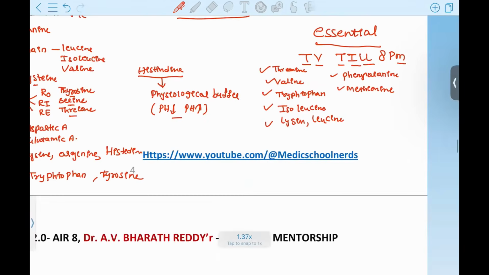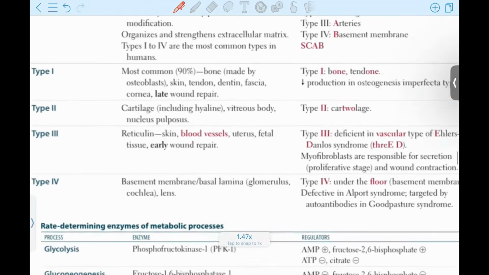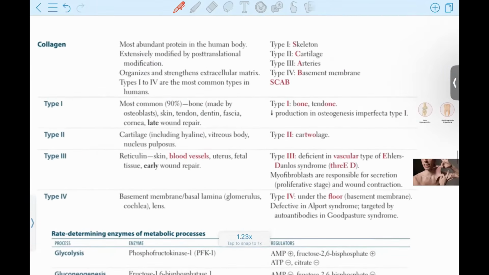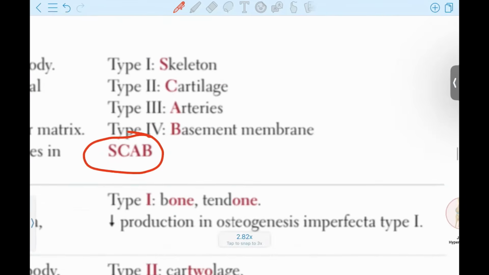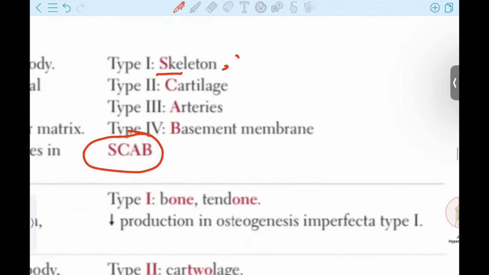Next, moving on to the collagen types. So we have four types of collagen. How can you remember the collagen? With the SCAB mnemonic. What does SCAB stand for? Type 1 is for the skeleton and also abundant in your skin. And C for cartilage, A for arteries, B for the basement membrane.